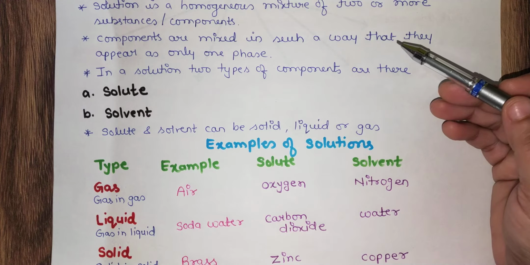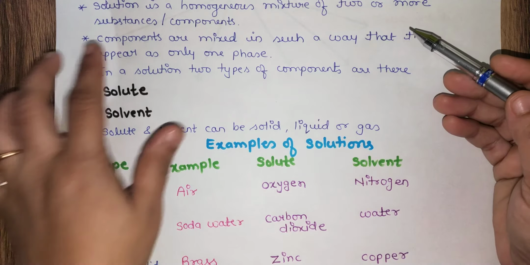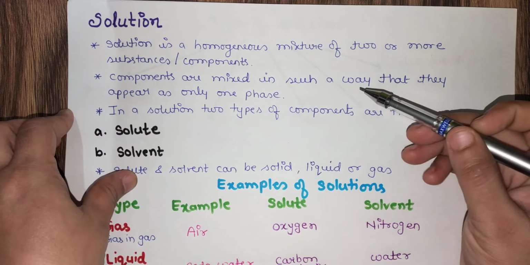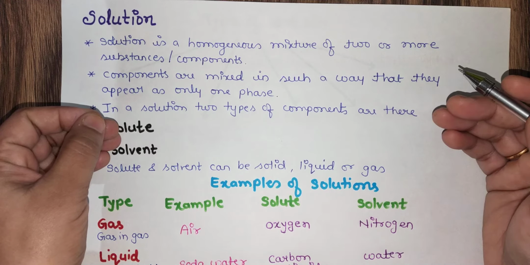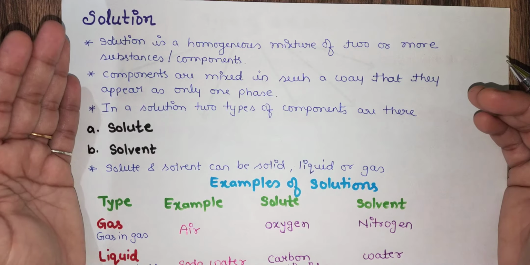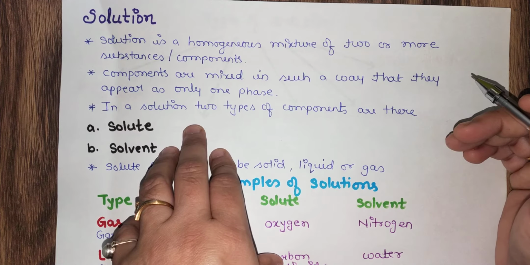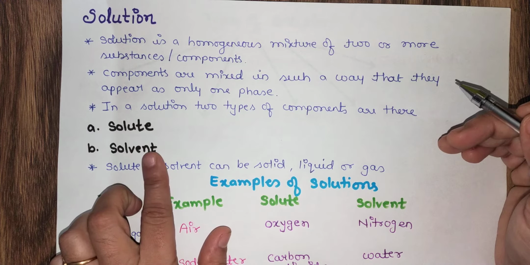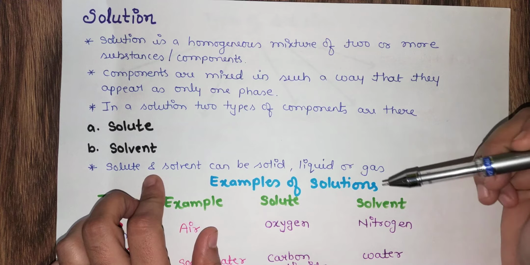A solution is a homogeneous mixture, as I have told you, and it consists of two or more substances or components. Components are mixed in such a way that they appear in only one phase. That means you can see only a single kind of solution. You cannot distinguish what you have mixed in it. In a solution, basically two components are present, solute and solvent. Solute and solvent can be solid, liquid or gas.